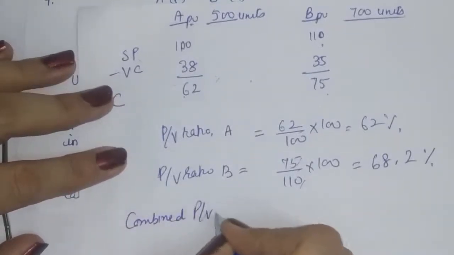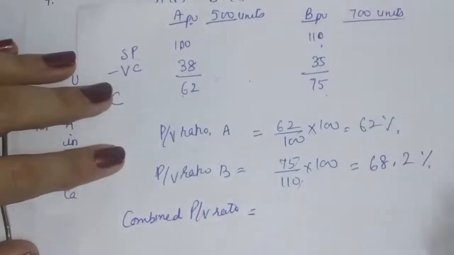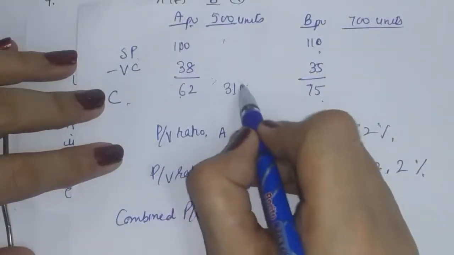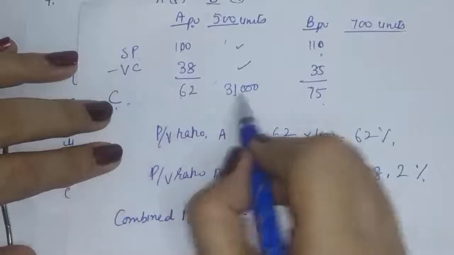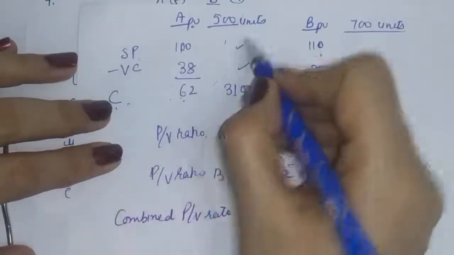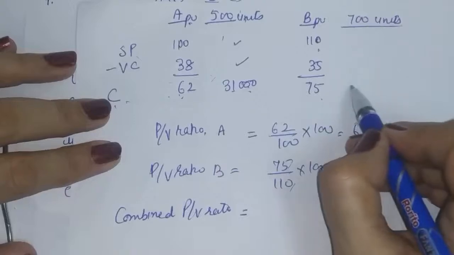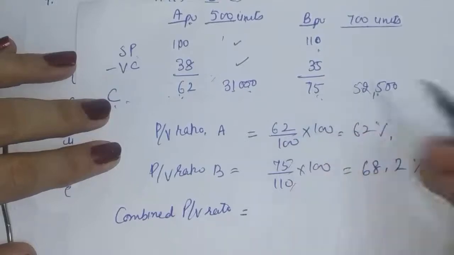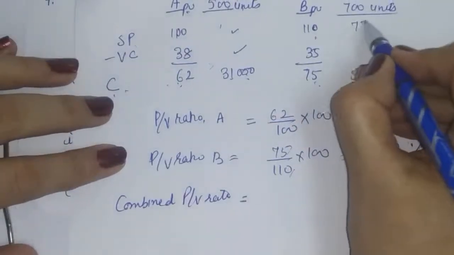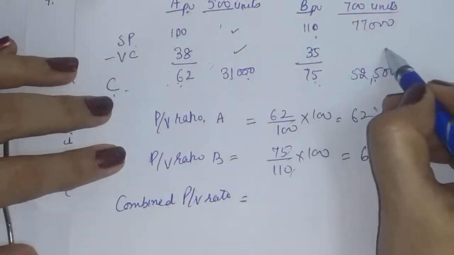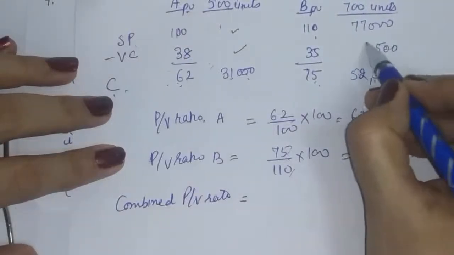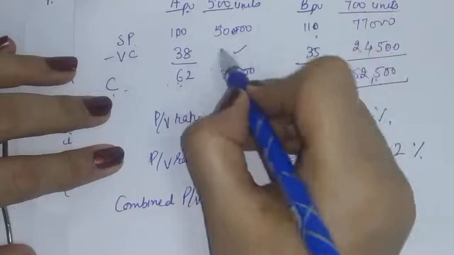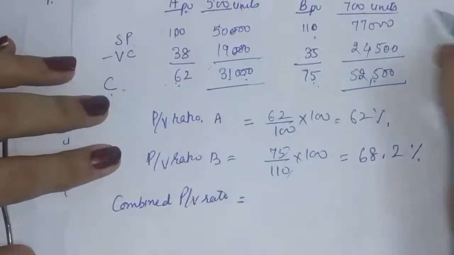Now the combined PV ratio. So for combined PV ratio, we need combined amounts. That is total amount. So for A, contribution is going to be 31,000. You can leave that. I mean, you can directly take contribution. Multiply contribution per unit with number of units. Now herein it will be for 700 units, 52,500. So we can write total also 77,000. Then you have, alright. So 50,000 here, 19,000 here. So you can take totals also, it is up to you.